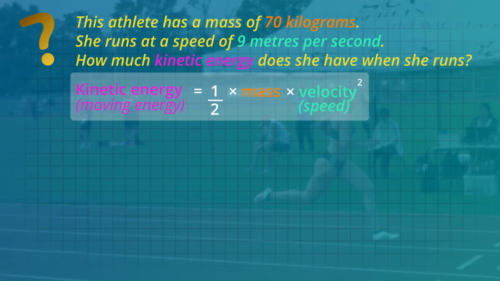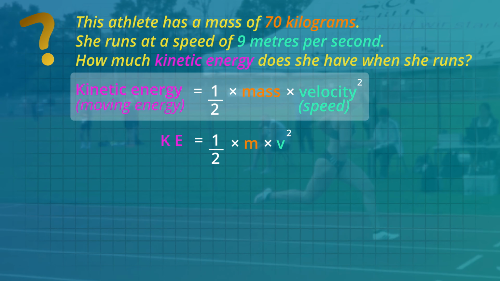The rule for kinetic or moving energy has two parts, mass and speed. Speed is also called the velocity. The rule for kinetic energy is equal to 1/2 multiplied by the mass multiplied by the speed or velocity squared.